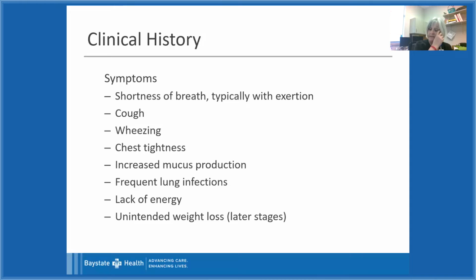So clinical history, like I said, really focuses on symptoms. And shortness of breath is very common with lung disease. And most people will report shortness of breath when they're exerting themselves. So unless people are really struggling or have an acute illness on top of their lung disease, they typically are not short of breath at rest. Coughing is common, as we talked about, wheezing, chest tightness, increased mucus production, frequent lung infections, lack of energy. And then some people also tend to lose weight in the later stages of lung disease.